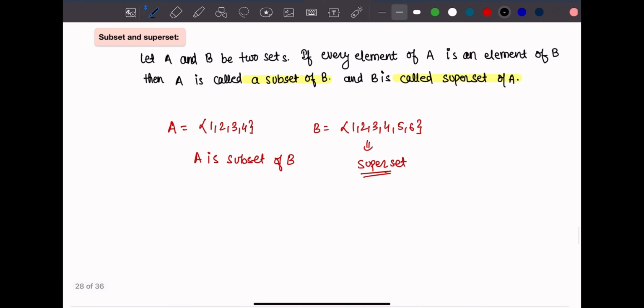I hope this is clear: what a subset is and what a superset is. The superset is the set from which we choose elements, and whatever elements we choose are called a subset. So if we have two sets and every element of set A comes from set B, that means A is our subset and B is our superset.